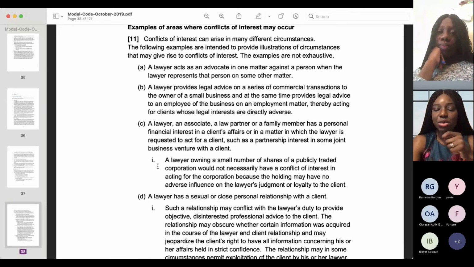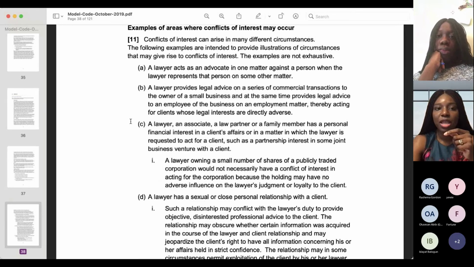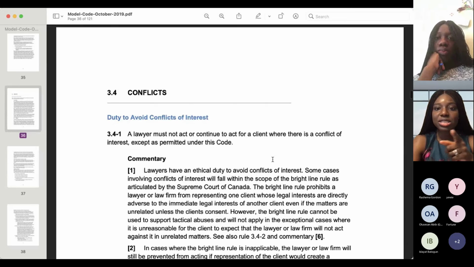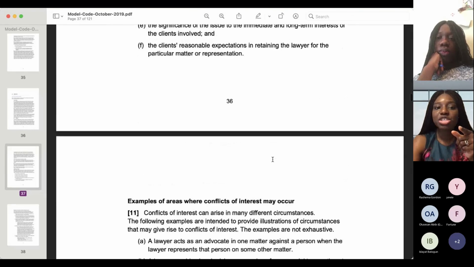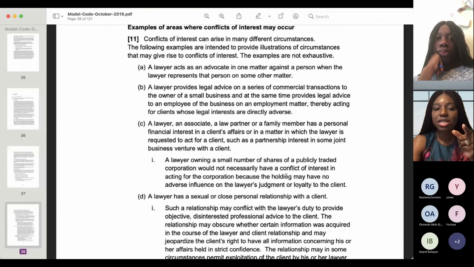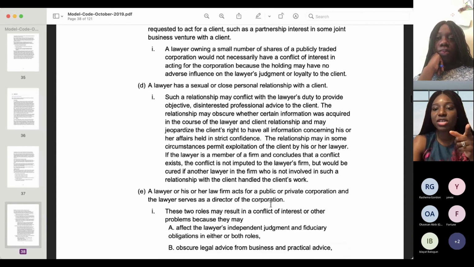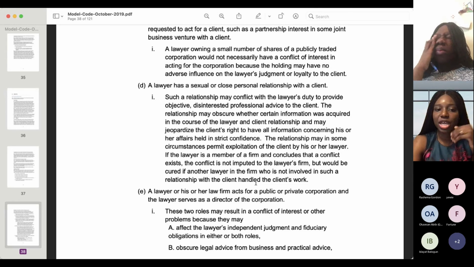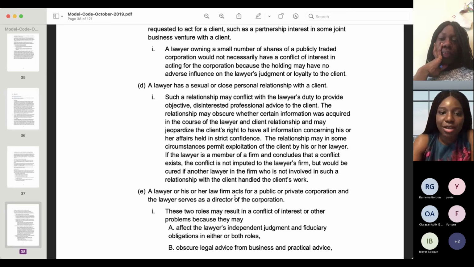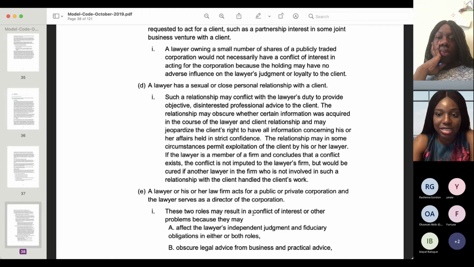When I explained the sexual relationship one, I said the rule itself says shall not continue to act for a client where there's conflict of interest. It's until you get to commentary 11 that you notice that a lawyer having a sexual or close relationship with a client is one of the things that can raise conflict. Okay, that's something I think a few people miss. And usually there's a question and you see a relationship, it doesn't strike you as conflict of interest at that point. Okay, now what you are talking about is conflict of interest between former client and current client.